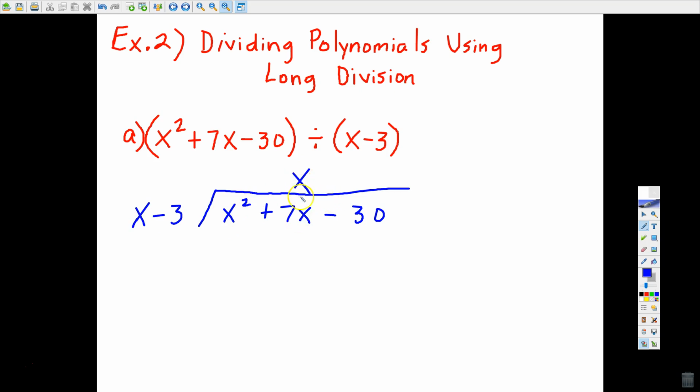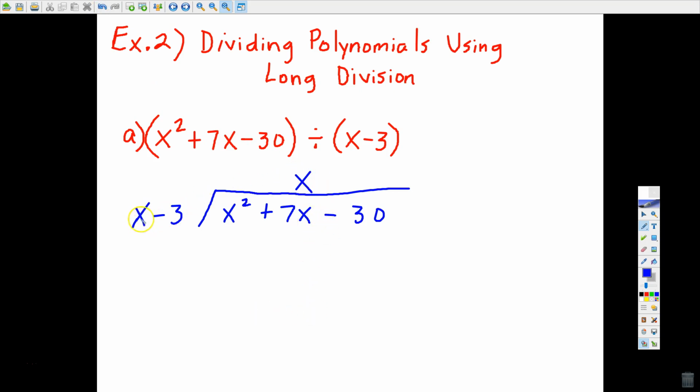So you notice that as I write my answer, I'm writing above like terms. Okay, if I had put x here, these are not like terms. They don't match. So this is the proper way to show your answer.